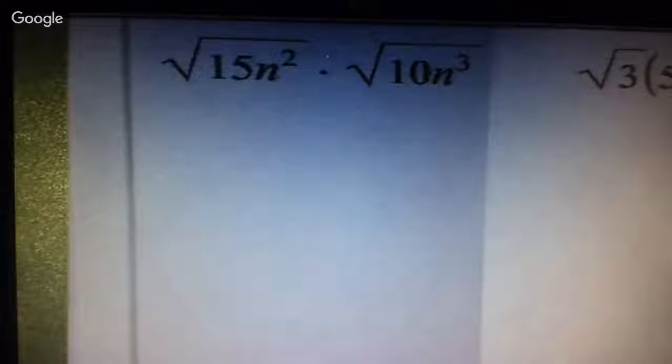Okay, take a look at this one. What's my coefficient? 1 and 1.